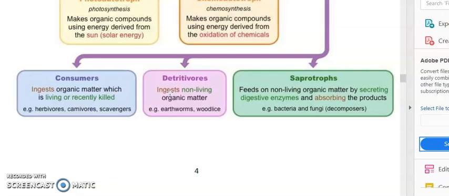How? They first secrete the digestive enzymes. Remember, enzymes are biological catalysts. They help in the breakdown of big, complex molecules into simpler forms. So they secrete these digestive enzymes, and then once the matter is broken down to simpler products, they just absorb the simple products. Now, a lot of fungi and a lot of bacteria are under this class of decomposers and saprotrophs. And because these fungi and saprotrophs release the enzymes out of their cells onto the dead decaying matter to break it down into simpler substances, this becomes a form of extracellular digestion.